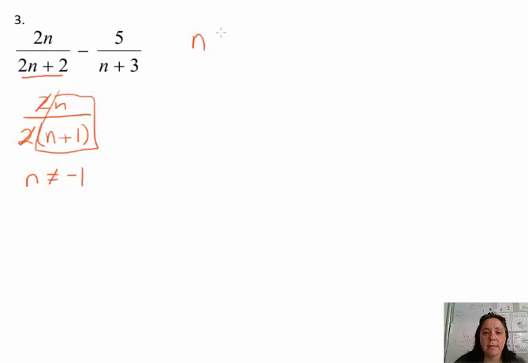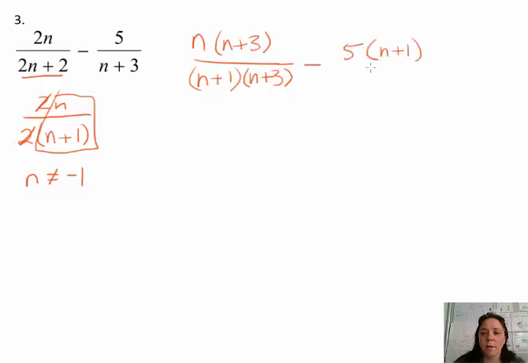I have n times n plus 3 over n plus 1 times n plus 3. So I have my multiplication by 1 here and here, minus 5 times n plus 1 over n plus 3 times n plus 1. Once again, multiplying only by 1, so I'm not changing any of the values.